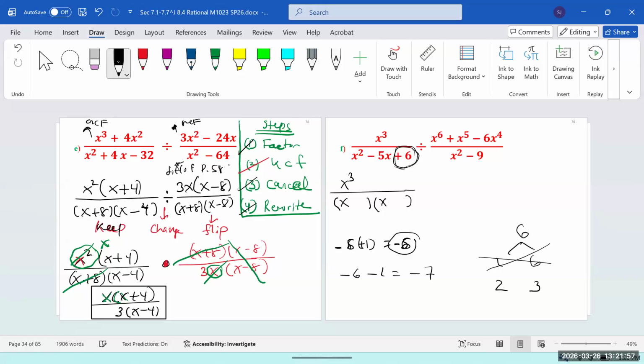3 and 2. So between 3 and 2, what signs do they have to have? Negative 3, positive 2 is negative 1. But you're looking for what? Negative 5, right? So what sign does 2 have to have if you want to get negative 5 here? Negative 3 plus 2 is negative 5, or negative 3 minus 2 is negative 5. Which one?